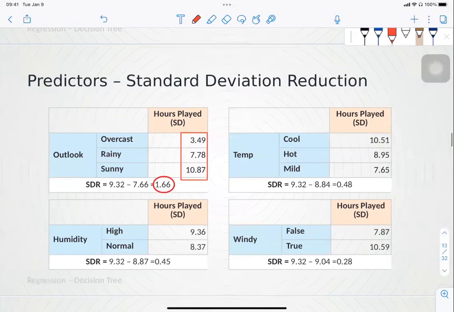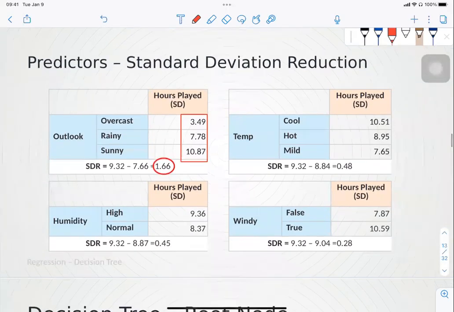Moving ahead, let's check further. Let's find the standard deviation reduction for each and every possible column. For outlook, we get 1.66. For temperature, we get 0.48. For humidity, we get 0.45. For windy, we get 0.28. So basically, this is the lowest standard deviation reduction that we got.